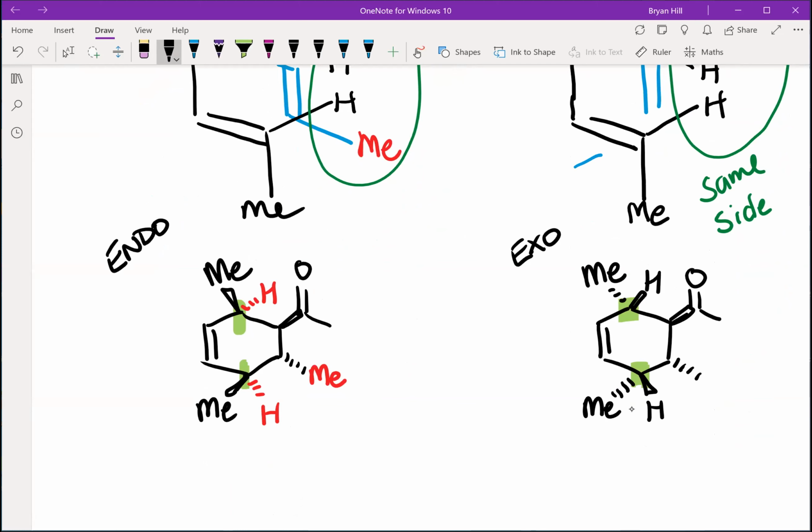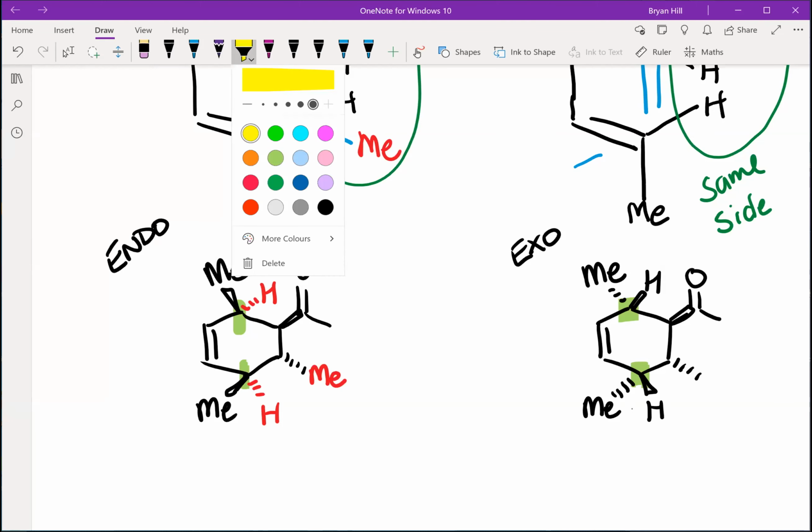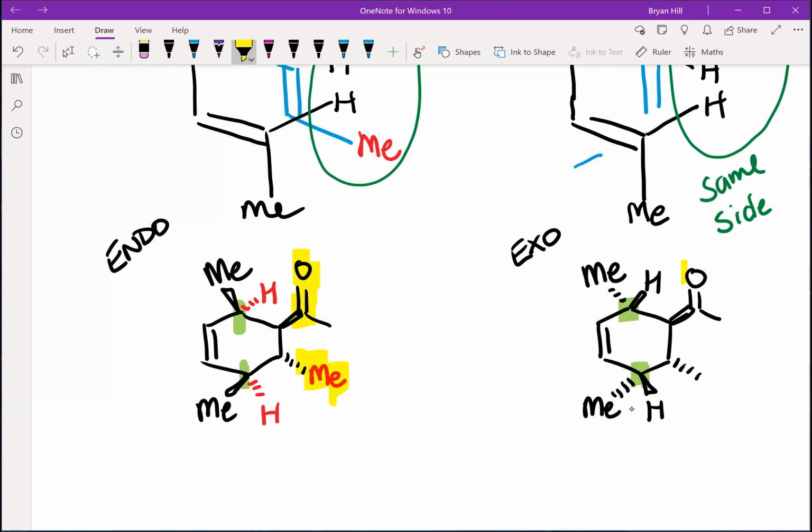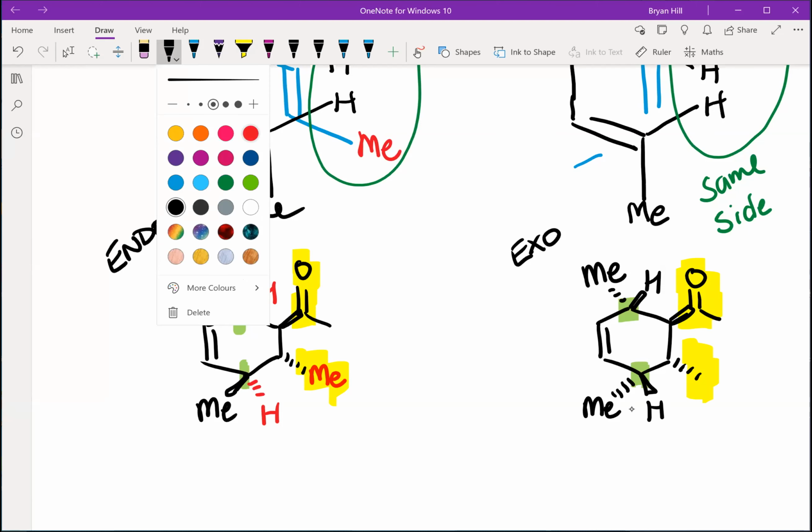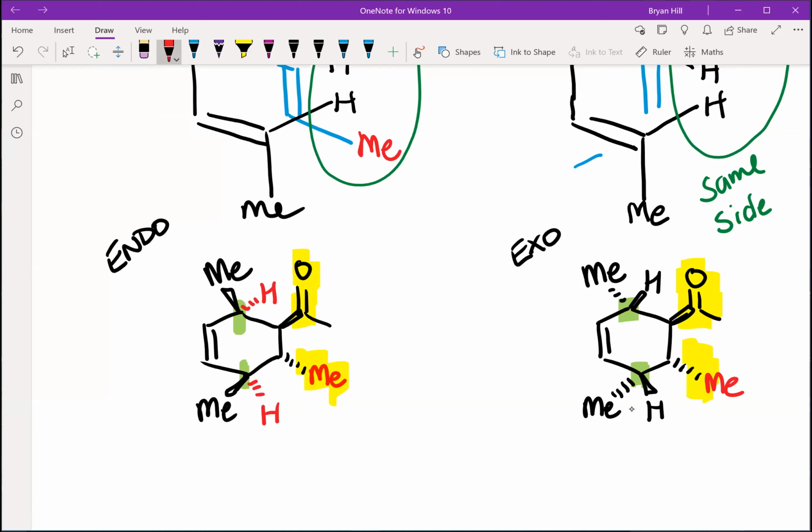So if you look at the two products, the endo and the exo, the relationship of the substituents, the ketone and the group here, is identical. They're both trans because they started trans. The only thing which has changed is the relationship between the two methyl groups and those substituents. So on the endo, the methyl groups are on the same side as the ketone, and on the exo, the methyl groups are on the opposite side of the ketone and on the same side as this red methyl group over here.